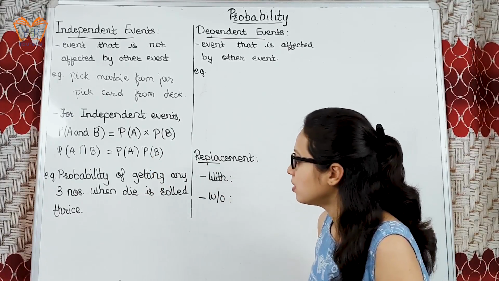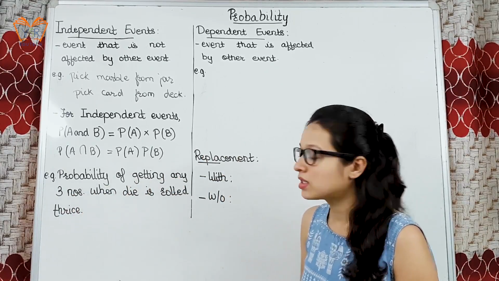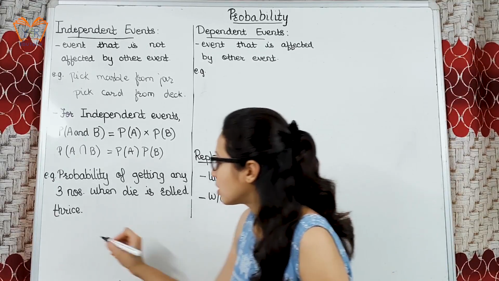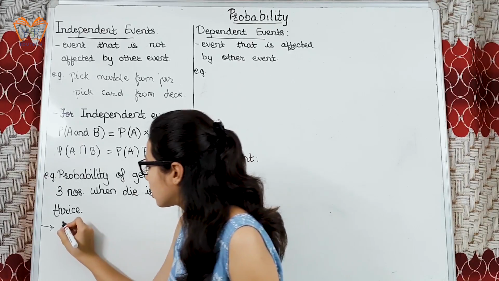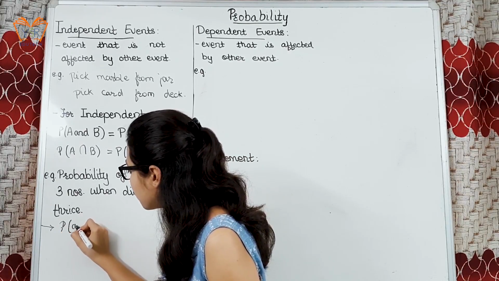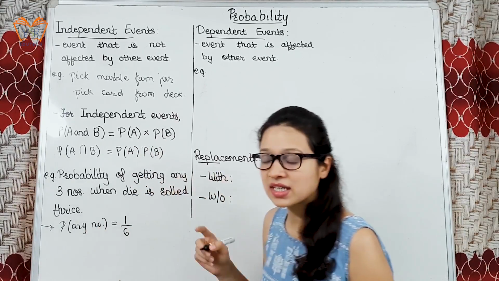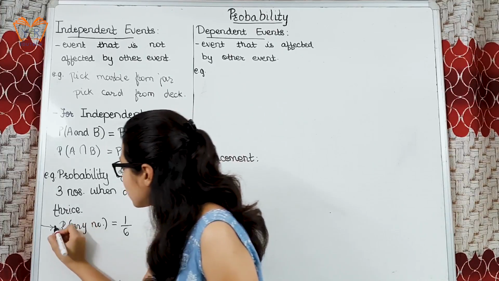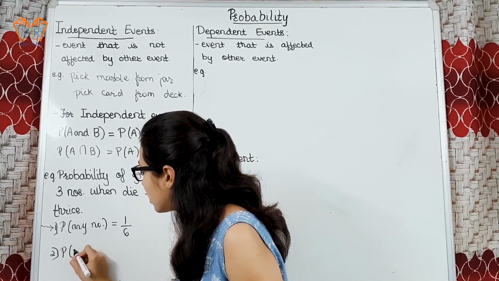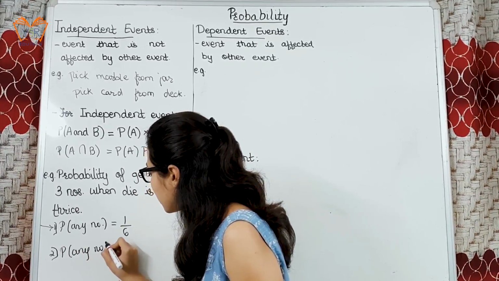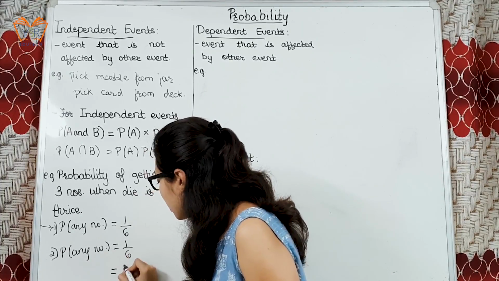We'll see one more example. Probability of getting any three numbers when a die is rolled thrice. We know a die has 6 faces. Suppose the die is rolled the first time and we get any number. So probability of that any number will be 1 by 6. And here, as we had studied in the first video, this is for the first time. When the die is rolled for the second time, the probability of getting any number again will be 1 by 6. And for the third time as well, we'll get 1 by 6.